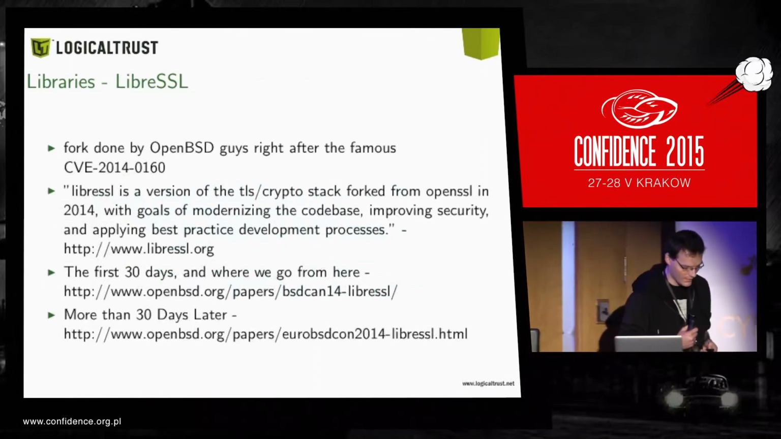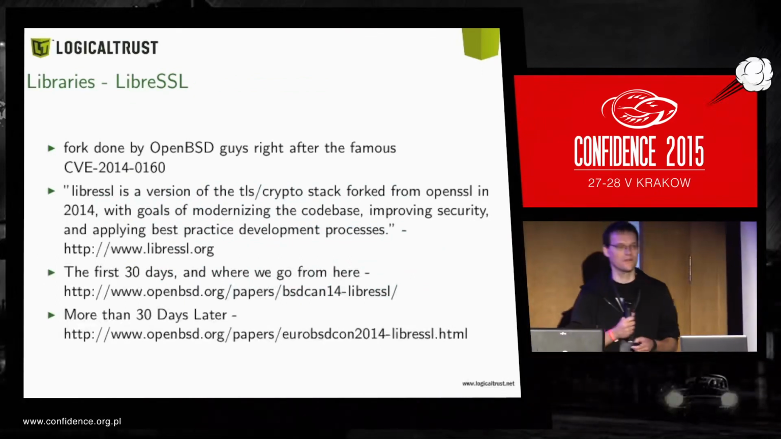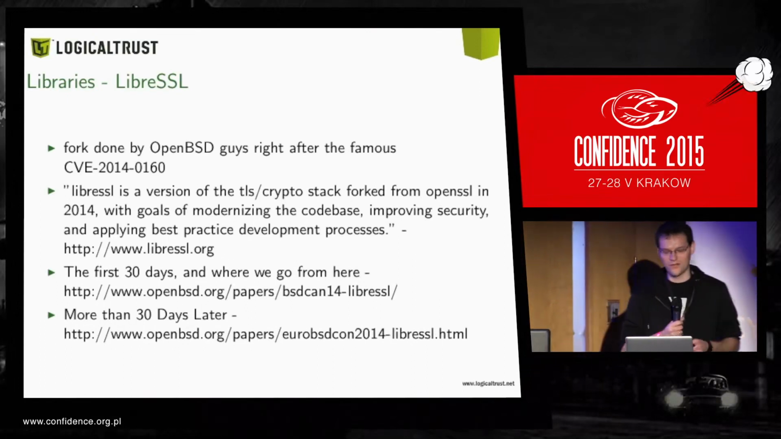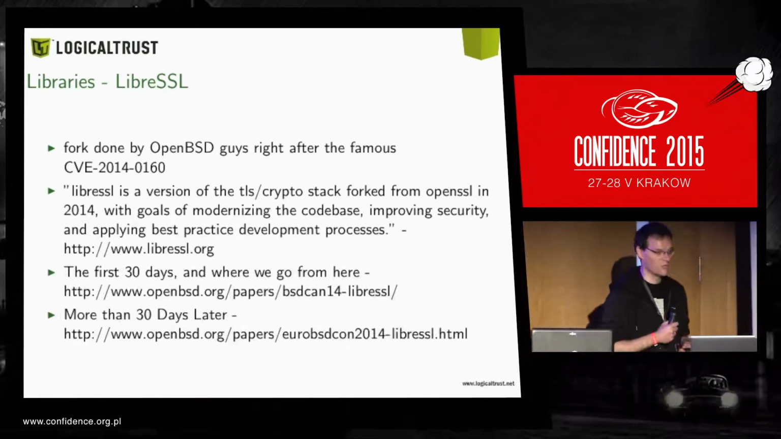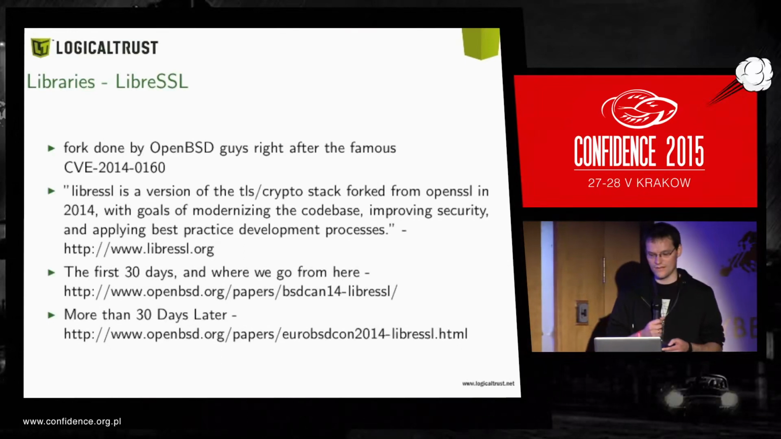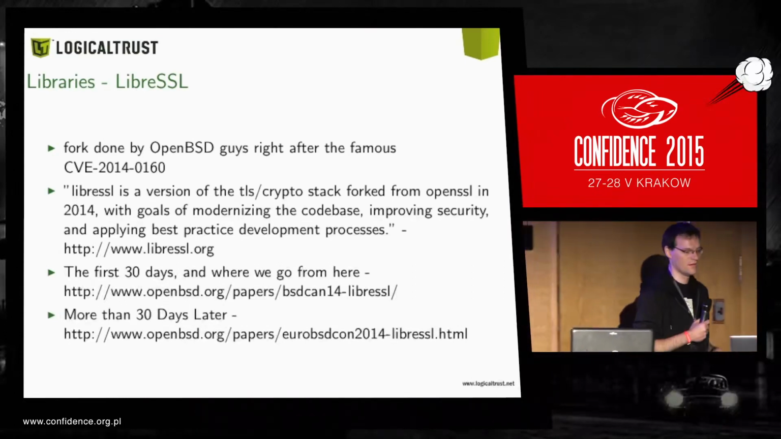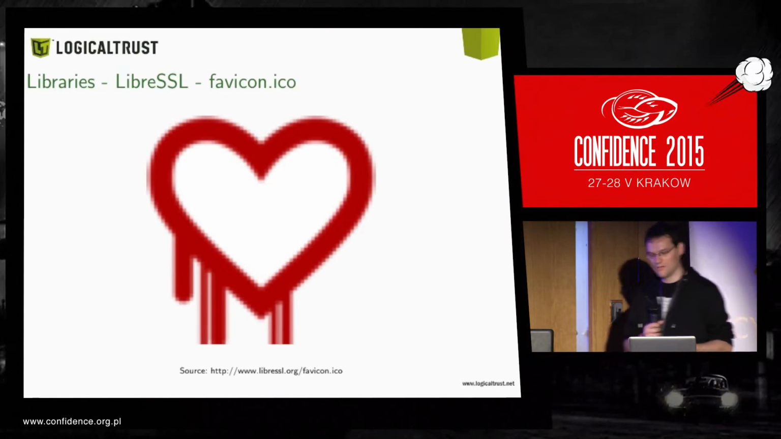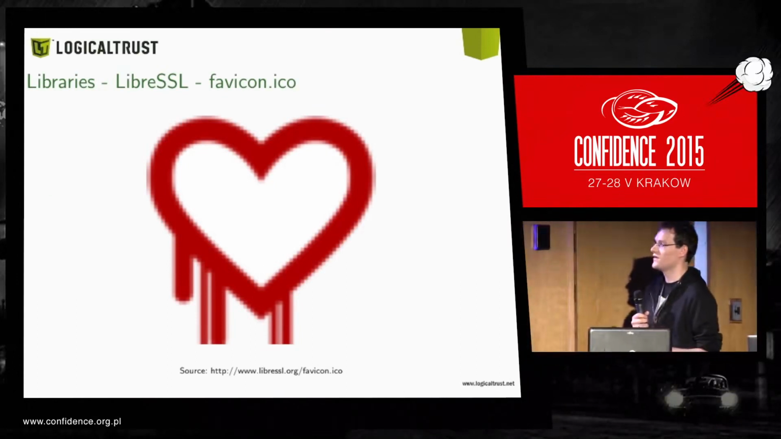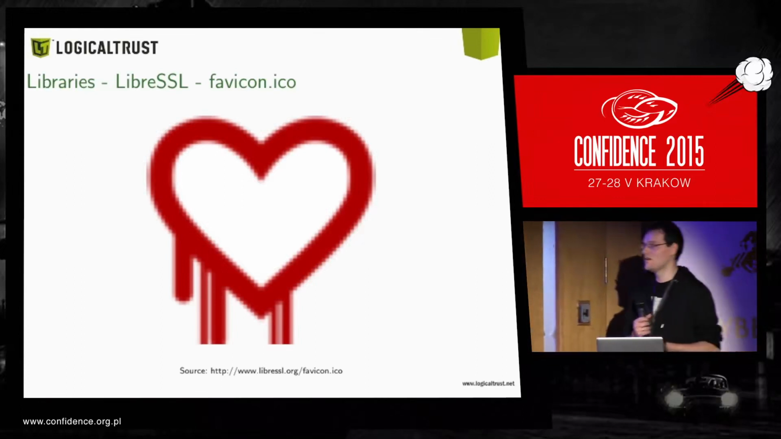So after the famous Heartbleed bug, OpenBSD guys decided to fork the library and to remove from OpenSSL all things that are not used, for example, in OpenBSD. And so in general, people think that this library is more secure than OpenSSL. So let's take LibreSSL and see if it's secure. It's a funny thing that the favicon of the LibreSSL site is actually the Heartbleed logo.